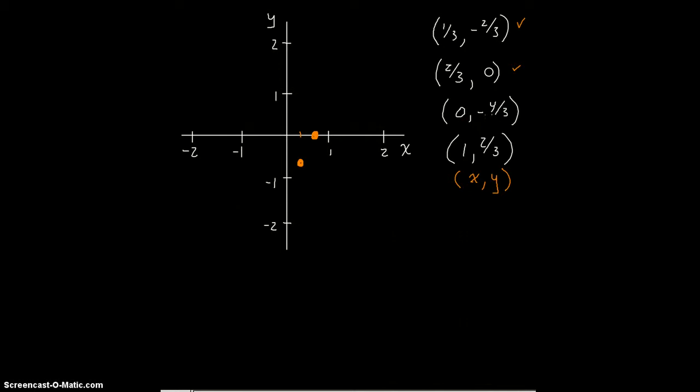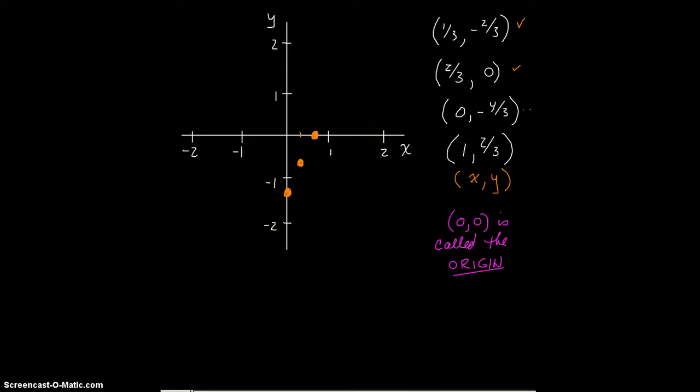Next point, 0, minus 4/3. 0 on the x-axis is right here in the middle. Where these two cross is called the origin. So the point, let me add that in, that's kind of an important thing. 0, 0 is called the origin. Okay, so let's go back. We have 0 and minus 4/3. So we're right about here. Right? Minus 4/3 is the same as minus 1 1/3, right?